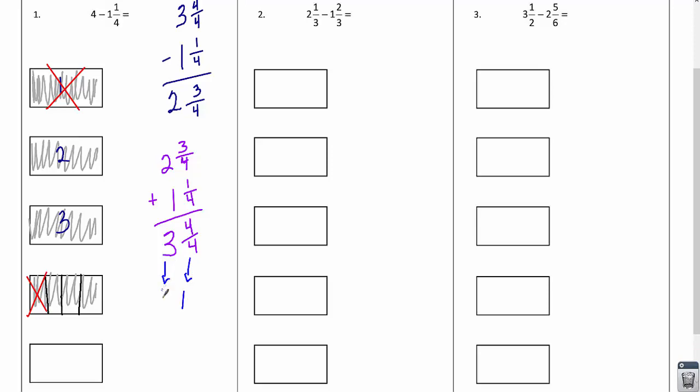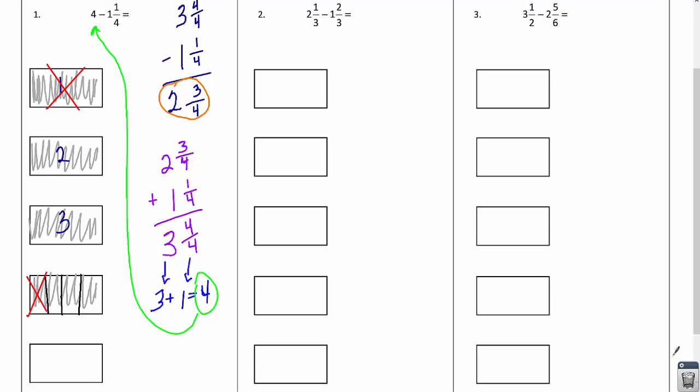We can bring our 3 down, and now we have 3 plus 1 equals 4. And that is exactly what we started with. And so we know we did it right. So our final answer on this problem, 4 take away 1 and 1/4, is 2 and 3/4.